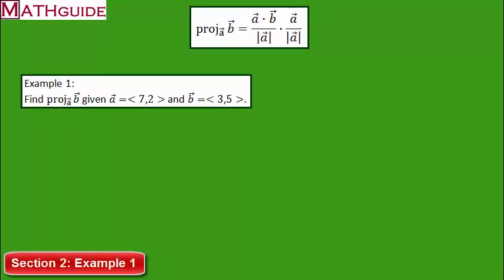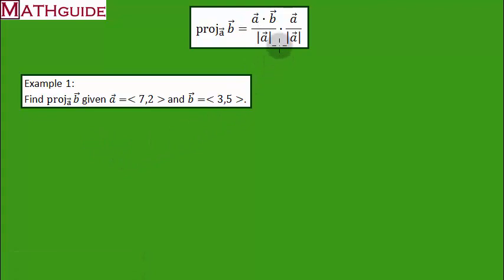Let's take a look at our first example. If we're going to find the projection of B on vector A, I'm going to use this formula. This formula has two parts. The first part says I'm going to find the dot product between the two vectors. So that means I take 7 times 3. Then I multiply 2 times 5. You find the sum of those products.